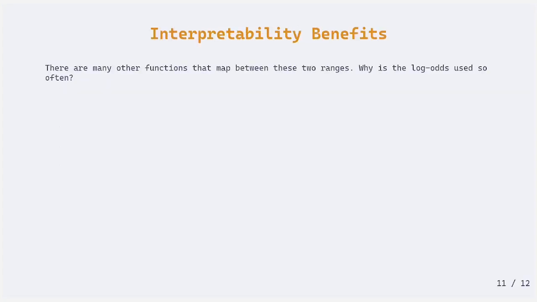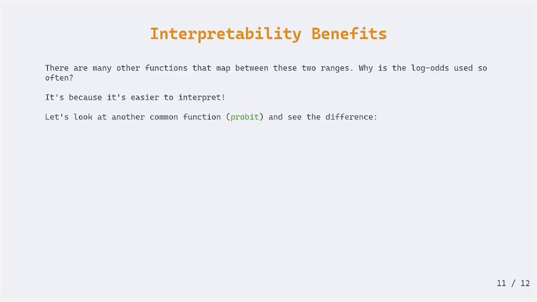So why would we use log odds over some other function that maps from the full range of the real numbers to probability? It's because it's easier to interpret. So I'm going to have a look at a different common function, called the probit function, and see if we can see the difference in interpretability.